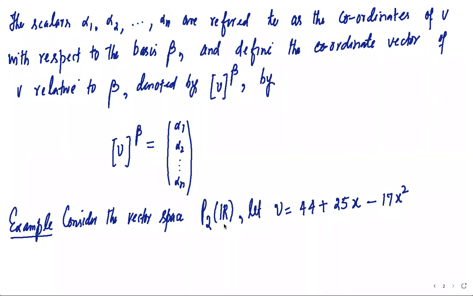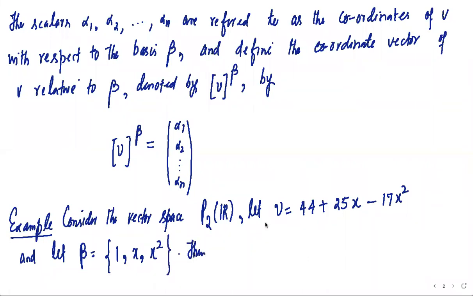We just need any polynomial from P2 of R. Now we will choose a basis and let beta be equal to, first we will choose an easy basis, which is the standard basis, and let beta be equal to this.